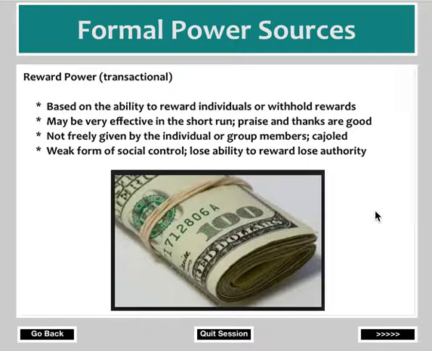And the group does not freely give you this. It's cajoled out of them because they're going to get a reward. So they don't freely hand over the power. So again, it's a weak form of social control, although it has its place and can be very, very effective if used appropriately.